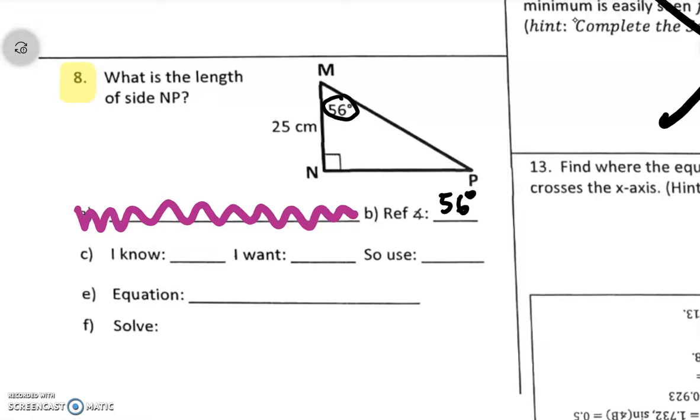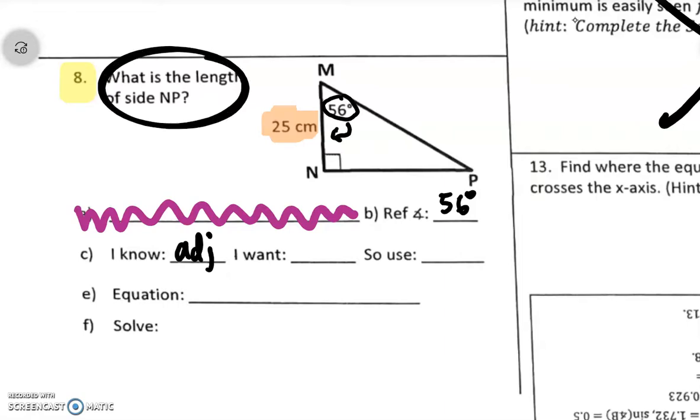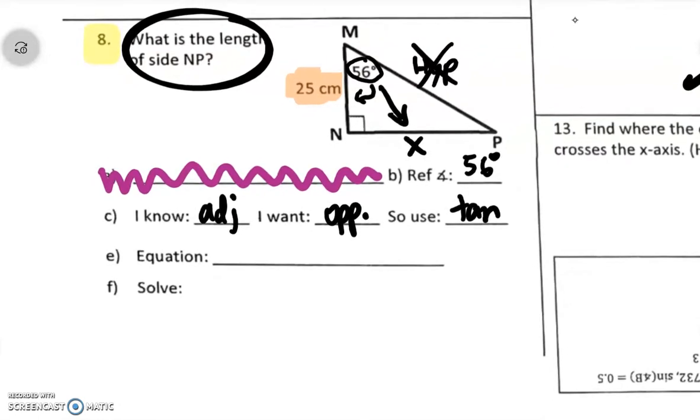What do we know? What did they give us? They gave us 25, right? So what is that? That is the adjacent side to that angle. So we know the adjacent side, and up here it says what's the length of NP? So we're going to label that X. So we want to know the opposite side. So notice how the hypotenuse is not even being used in this problem. So you should be saying the tangent ratio is opposite and adjacent.